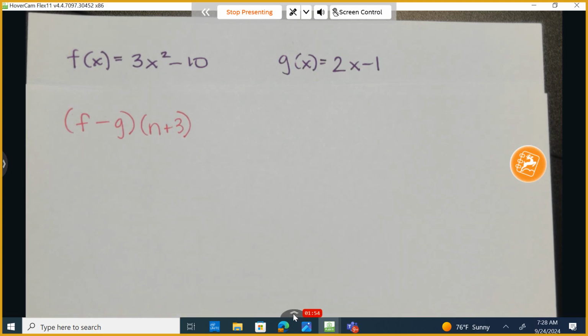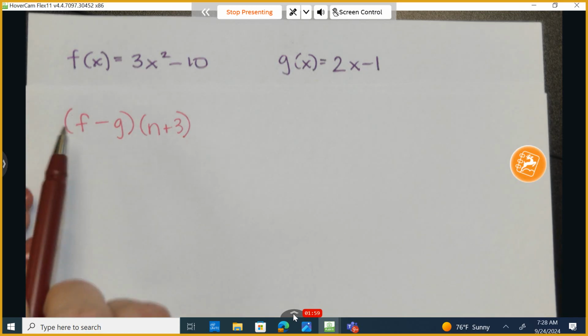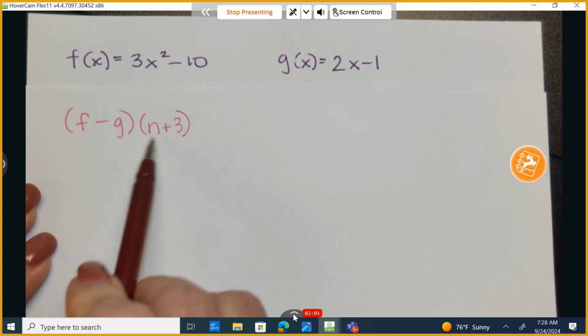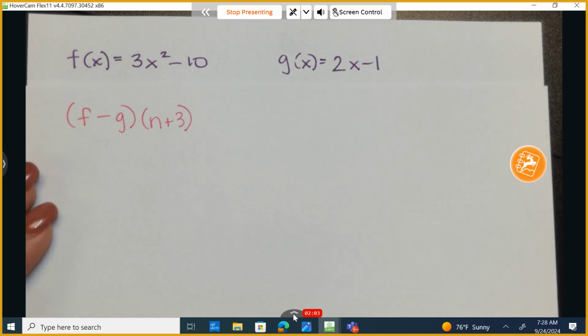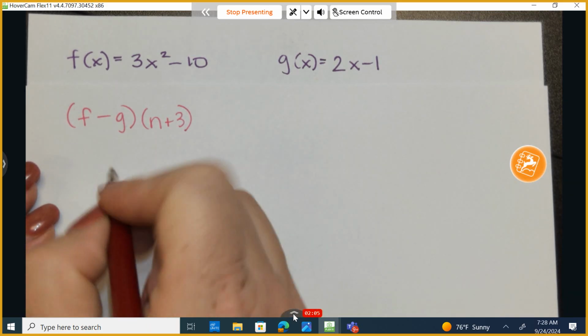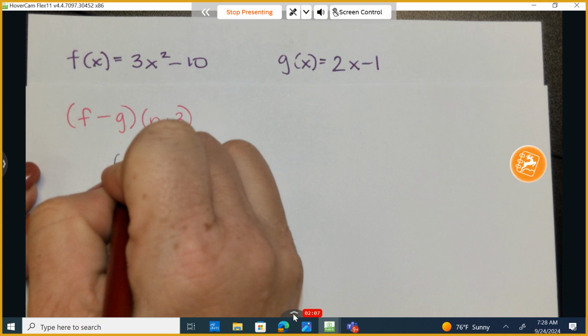If you're with me live, you are working on this next problem, example number 2. In this case, we're going to subtract first and then replace the x's with the quantity n plus 3. So keep working if you're live with me.